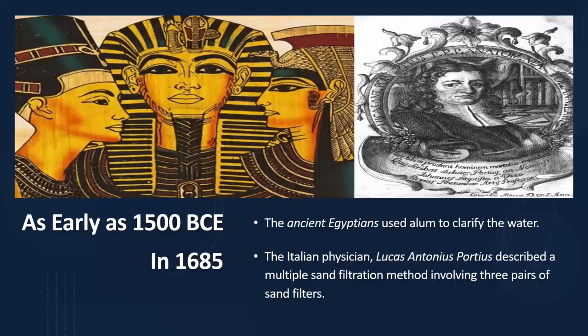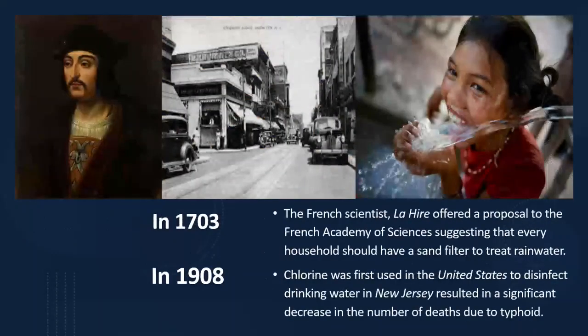In 1685, the Italian physician Lucas Antonius Porcius described a multiple sand filtration method involving three pairs of sand filters. In 1703, the French scientist La Hire offered a proposal to the French Academy of Sciences suggesting that every household should have a sand filter to treat rainwater. In 1908, chlorine was first used in the United States to disinfect drinking water in New Jersey, resulting in a significant decrease in the number of deaths due to typhoid.